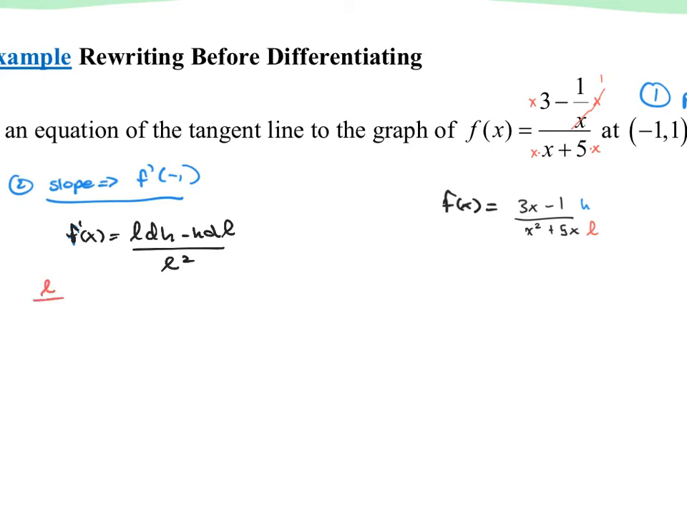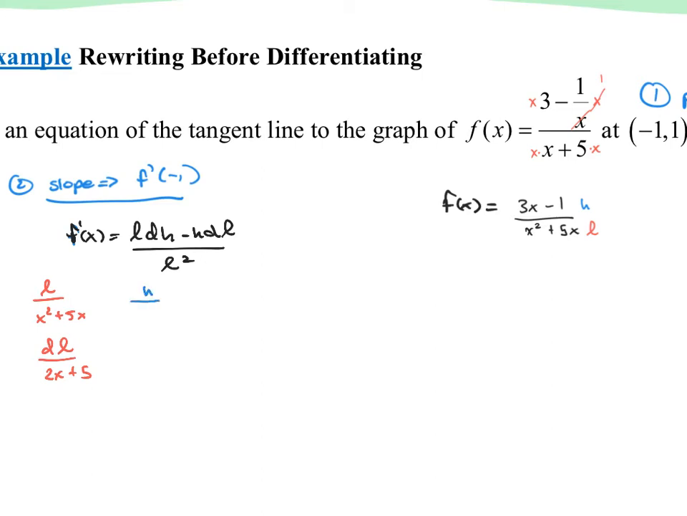What's our low function? Our low function is x squared plus 5x. We need the derivative of the low function. The derivative of x squared is 2x to the 1, or 2x. The derivative of 5x is 5 times 1, which is just 5. So the derivative of x squared plus 5x is 2x plus 5.